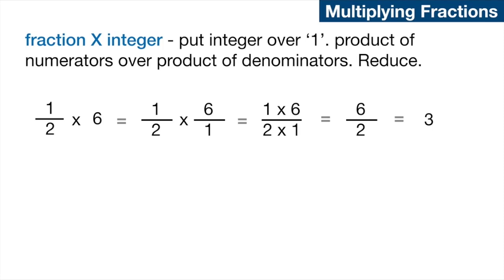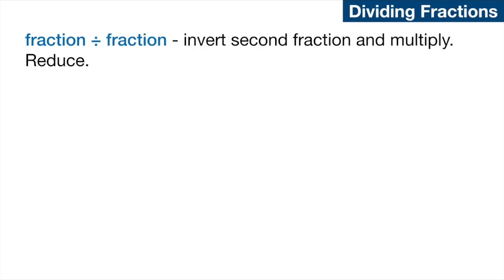And intuitively, we can see that 1/2 of 6 is 3, so that makes sense. Now to divide a fraction divided by a fraction, we're going to invert the second fraction, or take the reciprocal, and then multiply and reduce. So invert and multiply to divide.